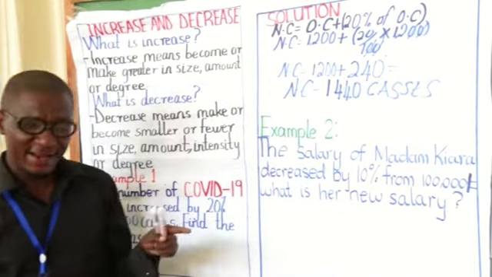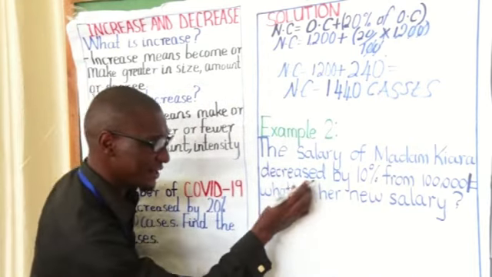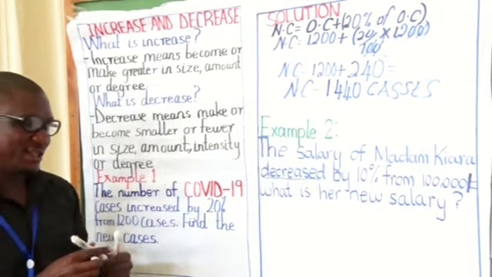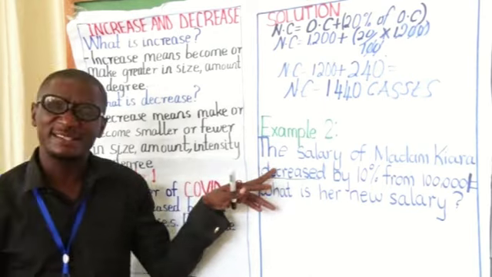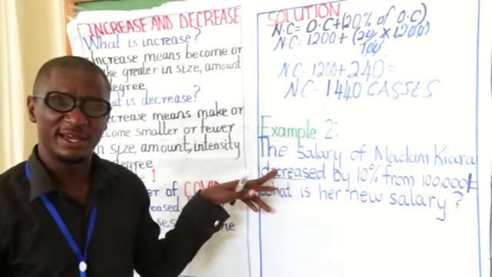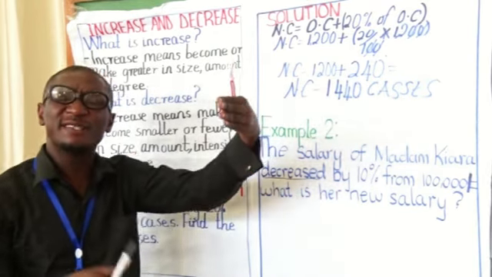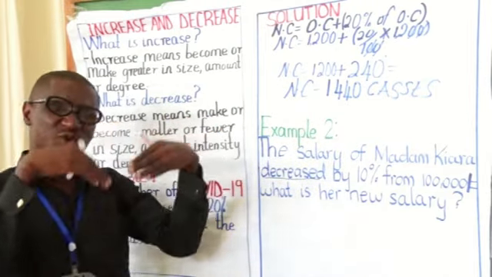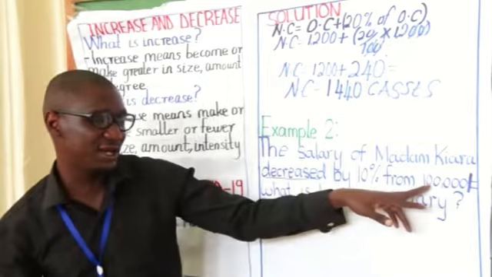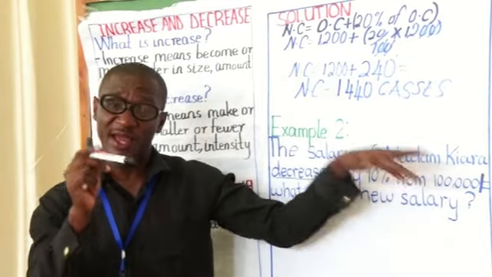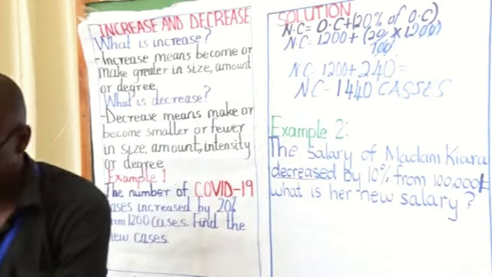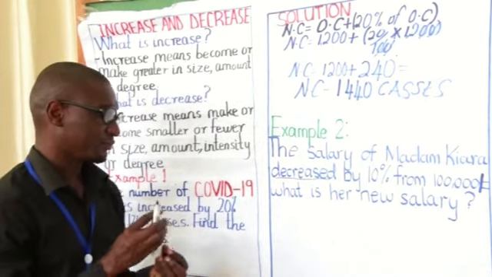Remember, there is a word decrease here. It means something minimized. If it was 5, it must be less than 5. If it was 20, it must be less than 20. Now, this salary was 100,000, so we expect it to be less than 100,000. Now, let us work on it together.